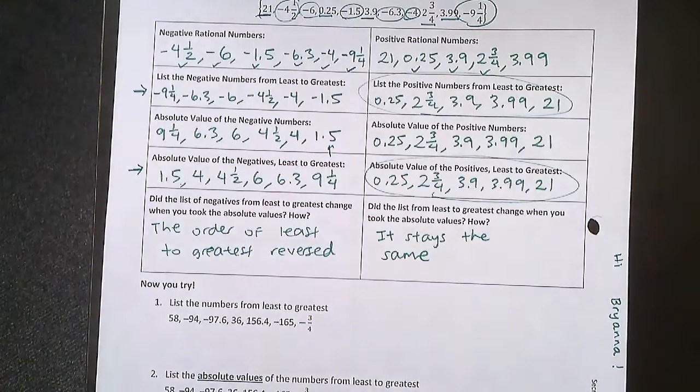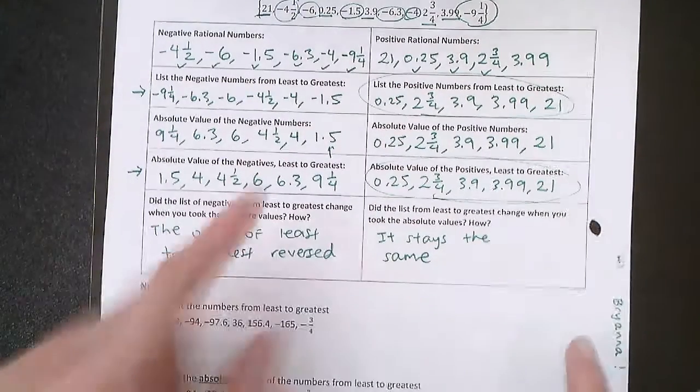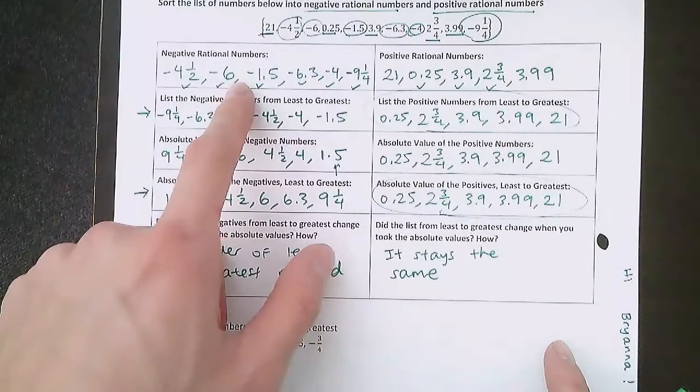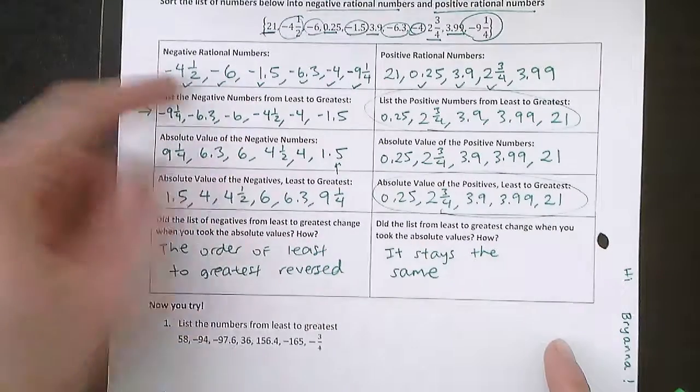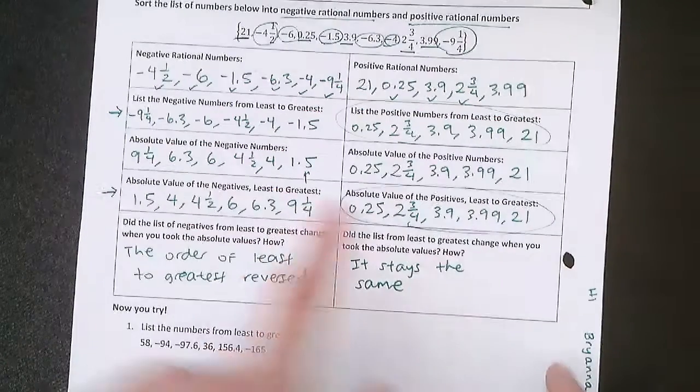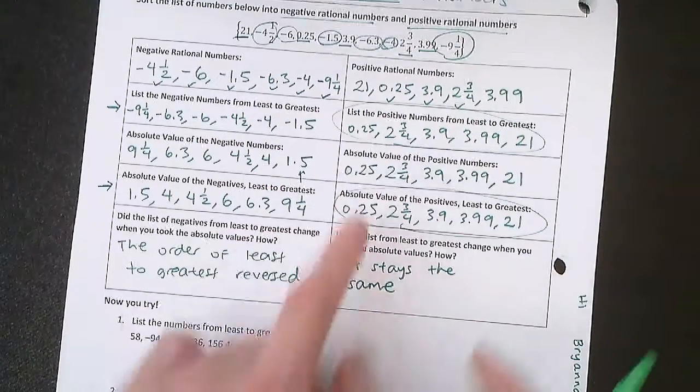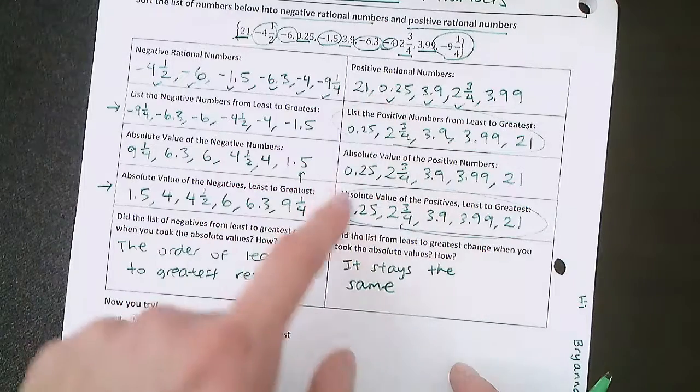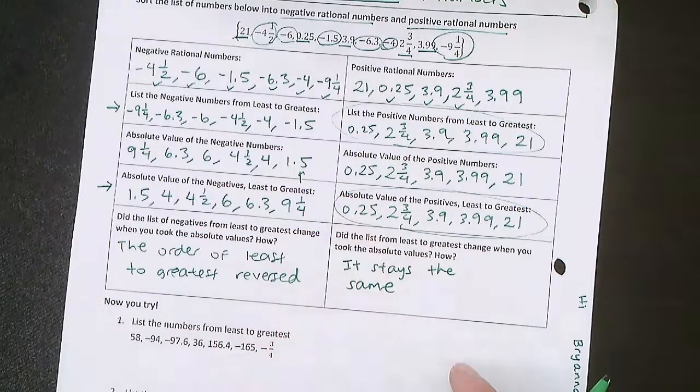So that's the main thing that I want you to get from today's lesson. When you take the absolute value of a set of negative numbers, the order of least to greatest is going to change. It's going to reverse. But when you take the order of least to greatest of a set of positive numbers, it's going to stay the same when you take the absolute value.